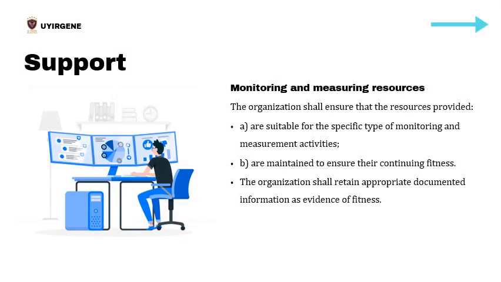Monitoring and measuring resources. The organization shall determine and provide the resources needed to ensure valid and reliable results when monitoring or measuring is used to verify the conformity of products and services to requirements. The organization shall ensure that the resources provided are suitable for the specific type of monitoring and measurement activities being undertaken. Resources are maintained to ensure their continuing fitness for their purpose. The organization shall retain appropriate documented information as evidence of fitness for the purpose of monitoring and measurement resources.